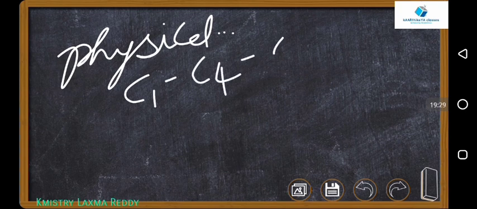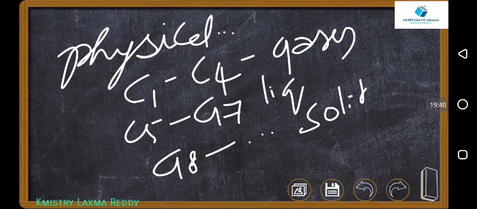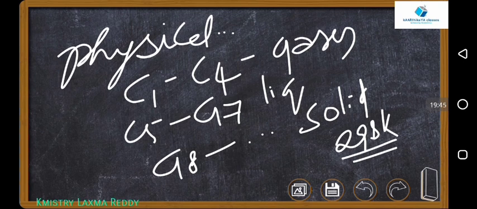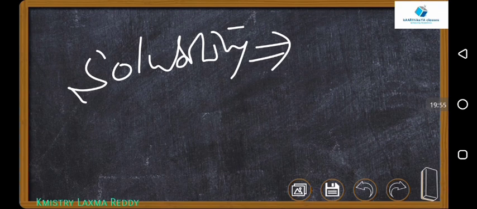Then a few important physical properties. C1 to C4 are gases, that means up to butane. C5 to C17 are liquids. C18 and above are all solids at 298 Kelvin. That means under normal conditions they will be solids. Solubility: they are insoluble in water, because the concept is known to you, like dissolves like.